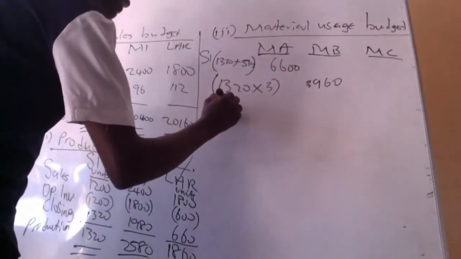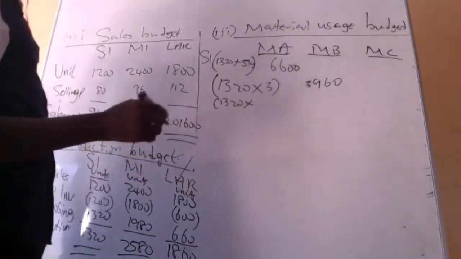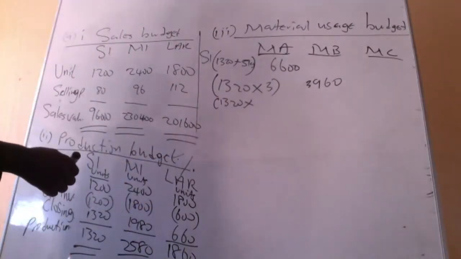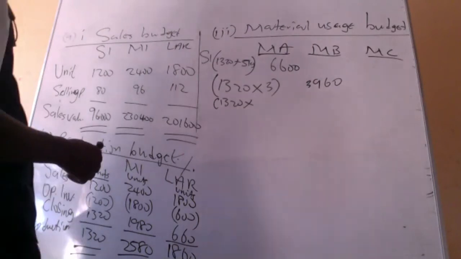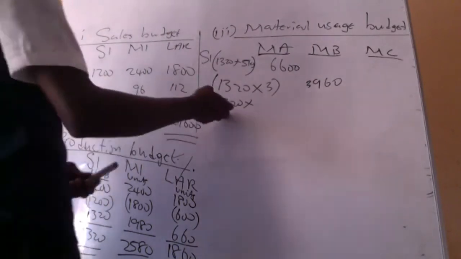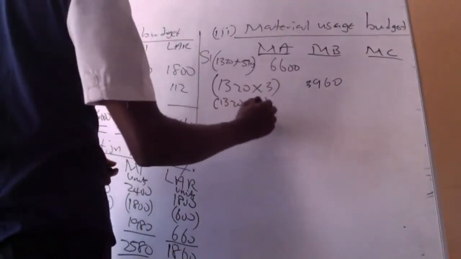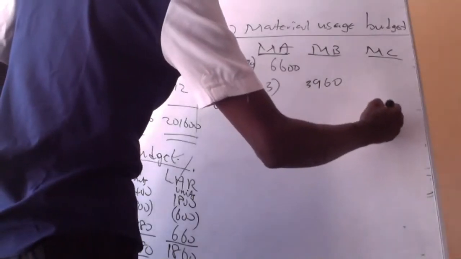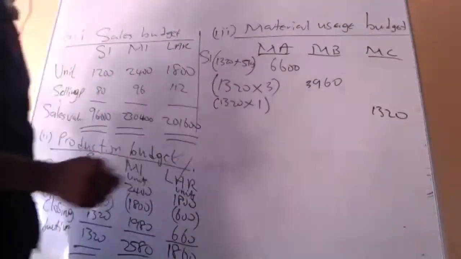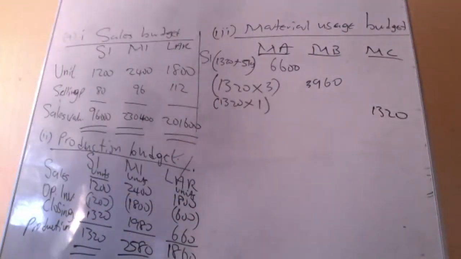Lastly, 1,320 by what? By 1. Can we ignore the calculation and put it here straightforward, or should we multiply it by 1 like this? You should multiply it. Okay, good.